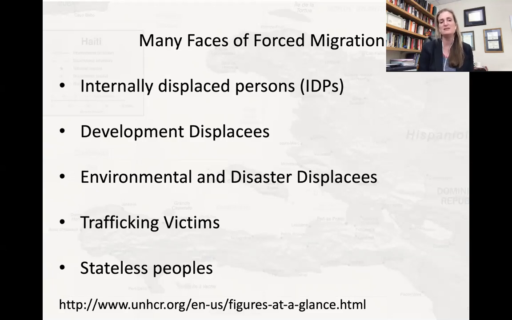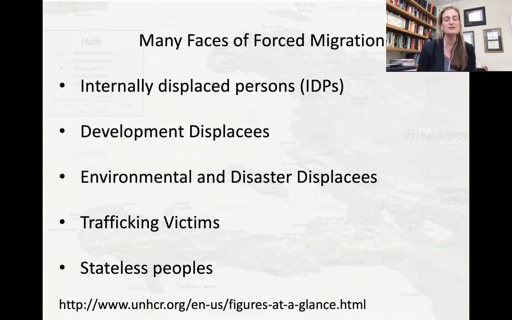Okay, environmental disaster displacees. Give me an example. What is an environmental or disaster displacee if you got this term on the exam? Earthquake. Sea level rises. Yes, people are displaced by earthquakes. What was the other example? I would say Chernobyl as well. Like Chernobyl, yes, most certainly.